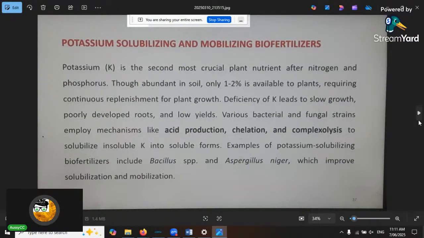Potassium solubilizing and potassium mobilizing biofertilizers. Some examples are like Bacillus and Aspergillus niger. There's also, what do I use? Bacillus mucilaginosus comes off the top of my head from that one, potassium.